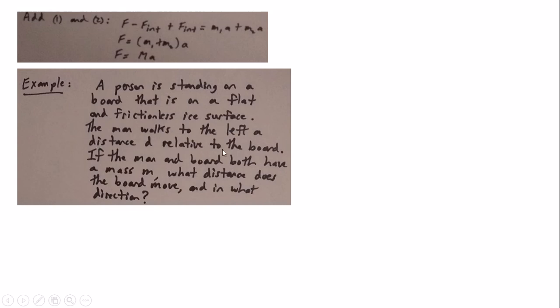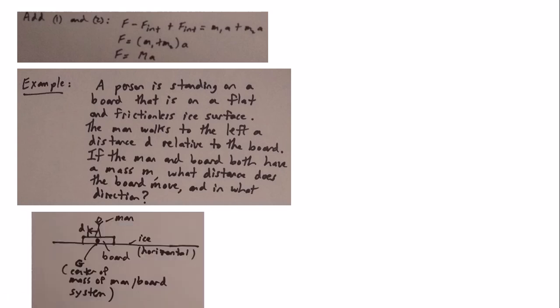The man walks to the left on the board a distance d relative to the board. If the man and board both have a mass m, what distance does the board move and in what direction? So here's a picture of the man standing on the board, and the board is sitting on a flat surface, an ice surface, and the surface is horizontal.